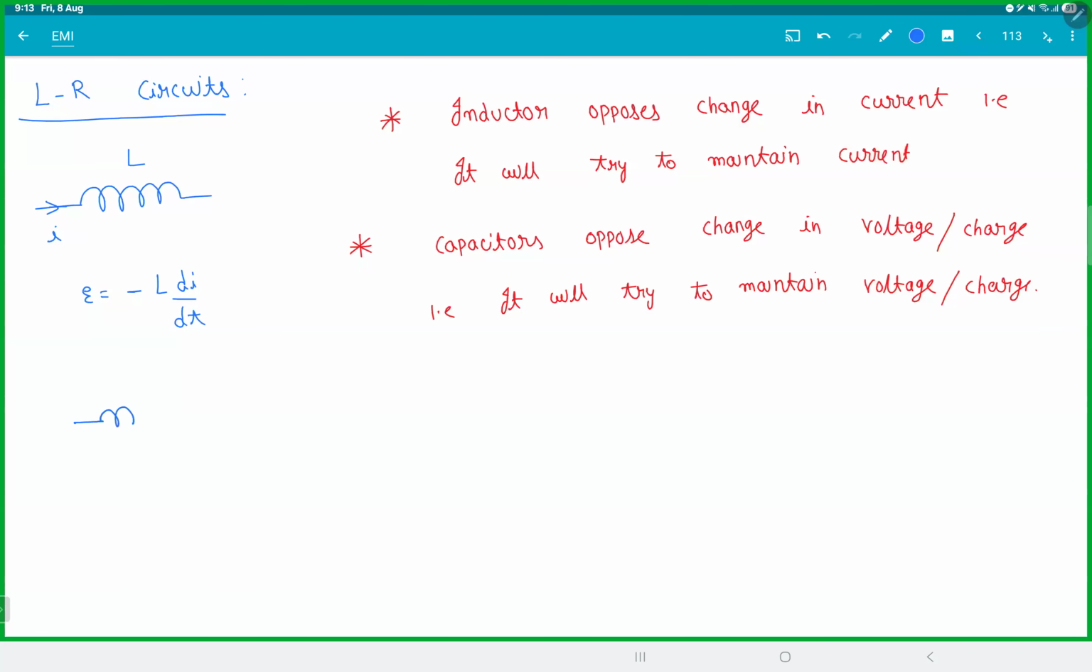So if you take an inductor and a battery with a switch, and you close it at T0, look at this. The moment you close the switch, current will try to flow through the inductor. The inductor will say, boss, I don't want any current. So it will try to behave like an open circuit.